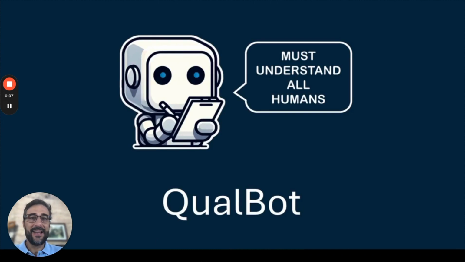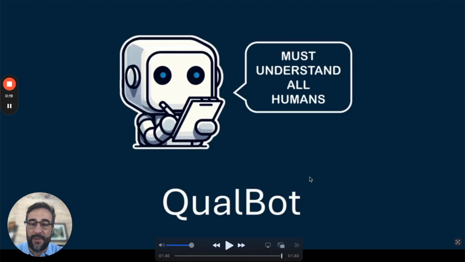QualBot is an AI native qualitative research assistant that will help you 10x your report writing process. QualBot just must understand all humans, it just can't help it. So I'd like to give you a quick demo so you know what to expect.